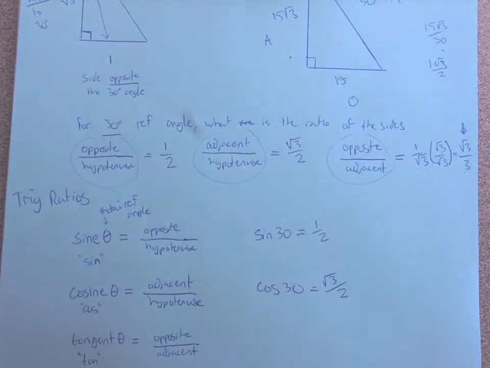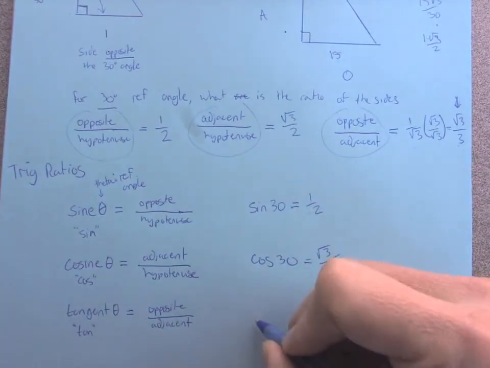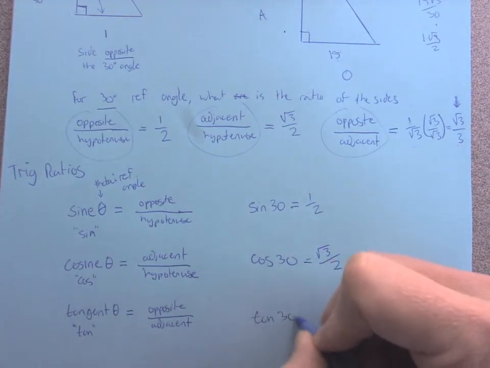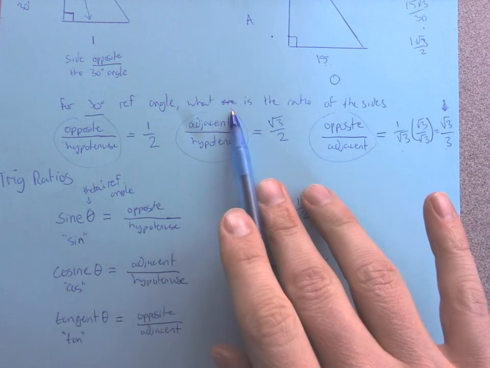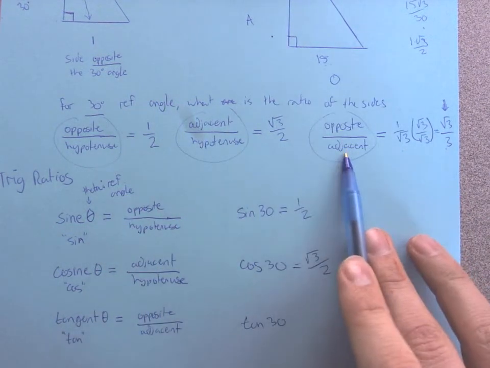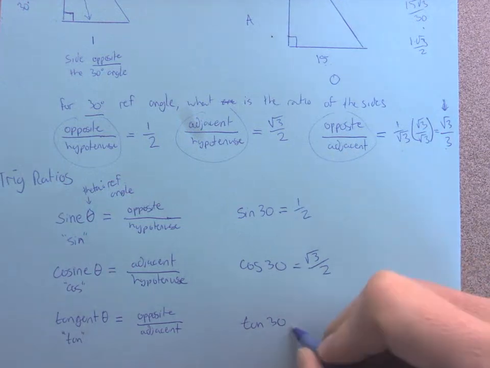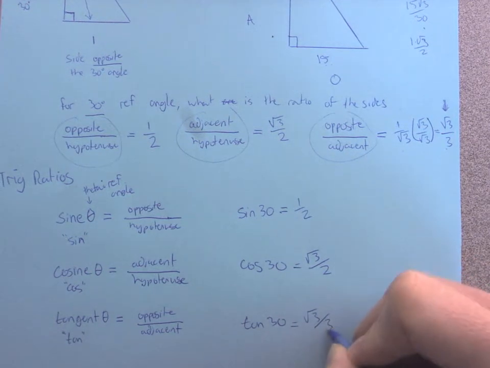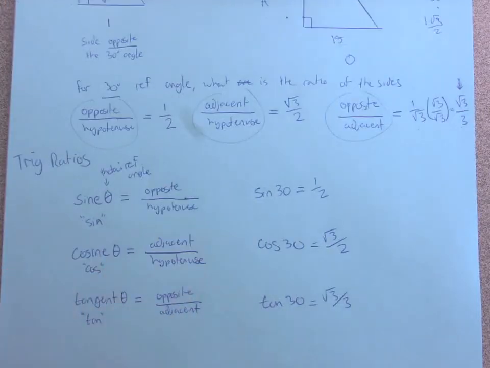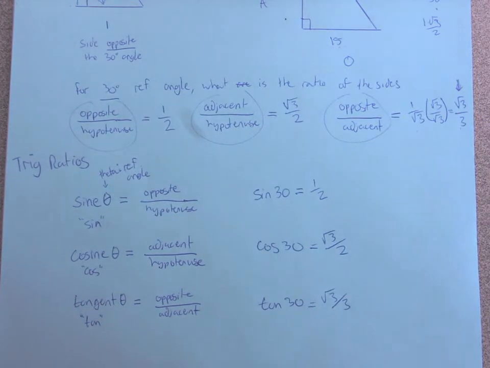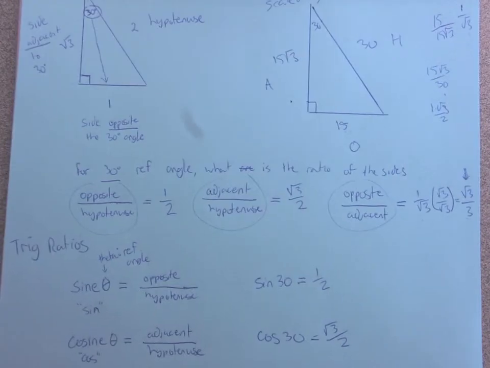Okay? And then tangent, same idea. So tan 30, the tangent for a 30-degree reference angle, the ratio of opposite to adjacent is root 3 over 3. Okay, pretty cool. So that's just some new notation, some new ways of thinking about the same triangle.